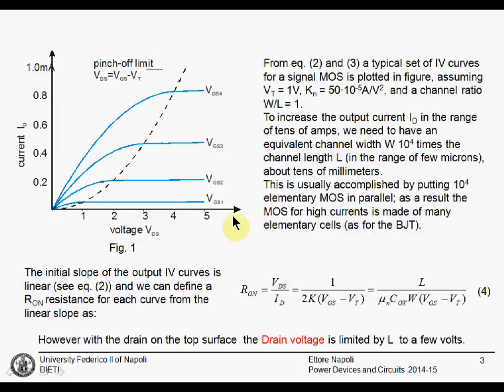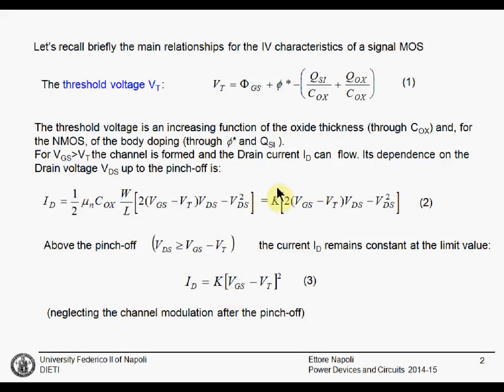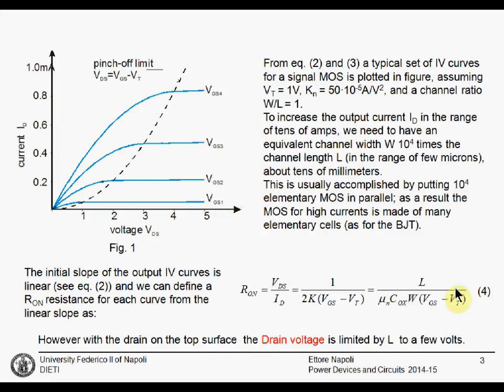We will work in the off state and in the on state here. In the on state, it is possible to neglect the parabolic dependence of this characteristic here and get a linear model, a linear region for the MOSFET, getting an on-state resistance that is the ratio of the voltage VDS divided by the current. Using this equation and neglecting the VDS square, you get this equation for the on-state resistance.